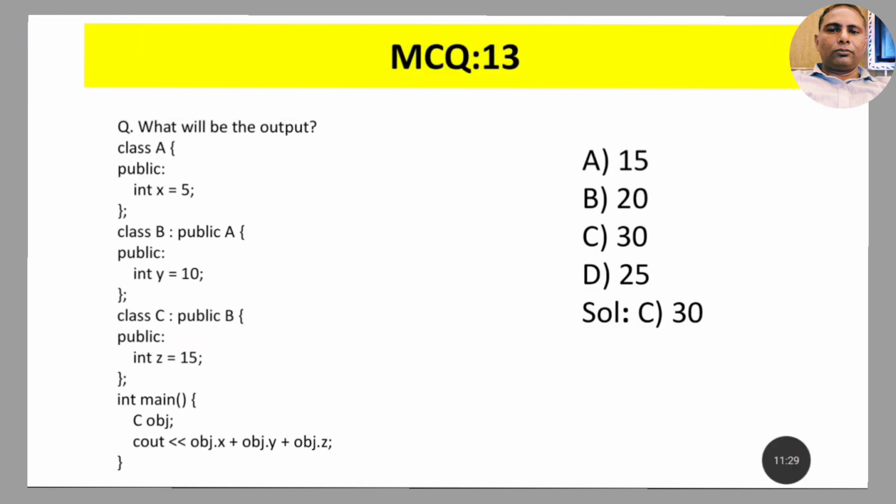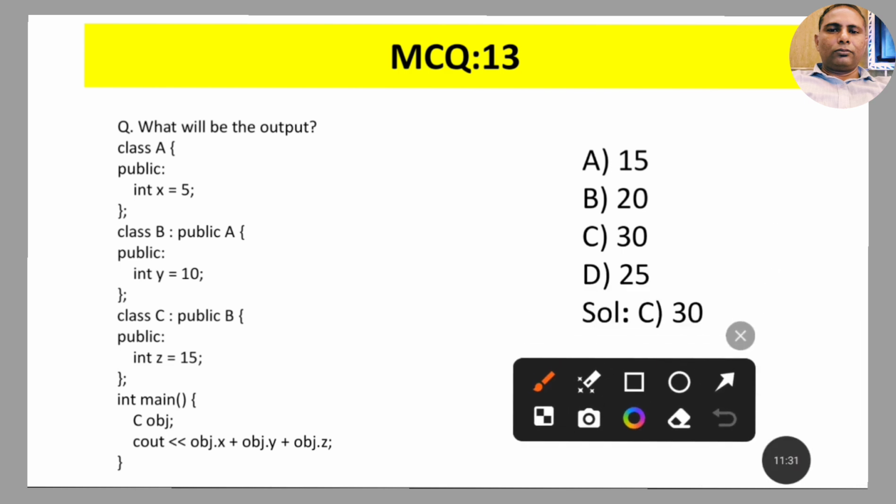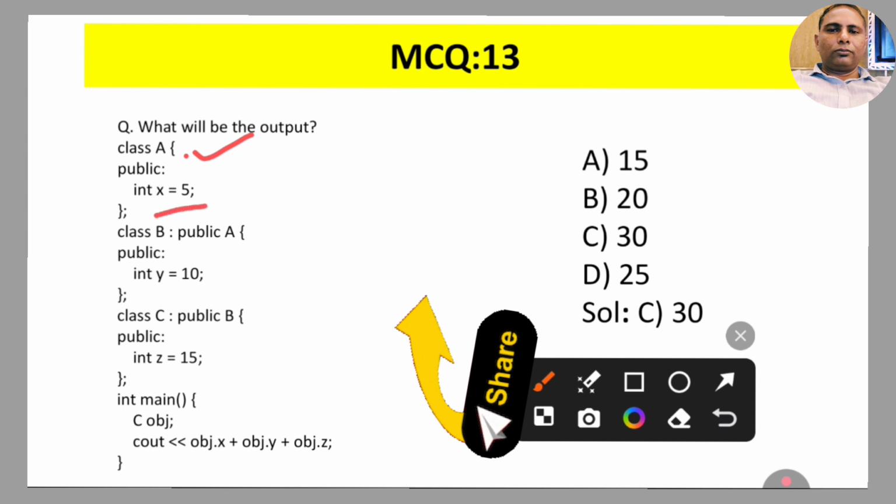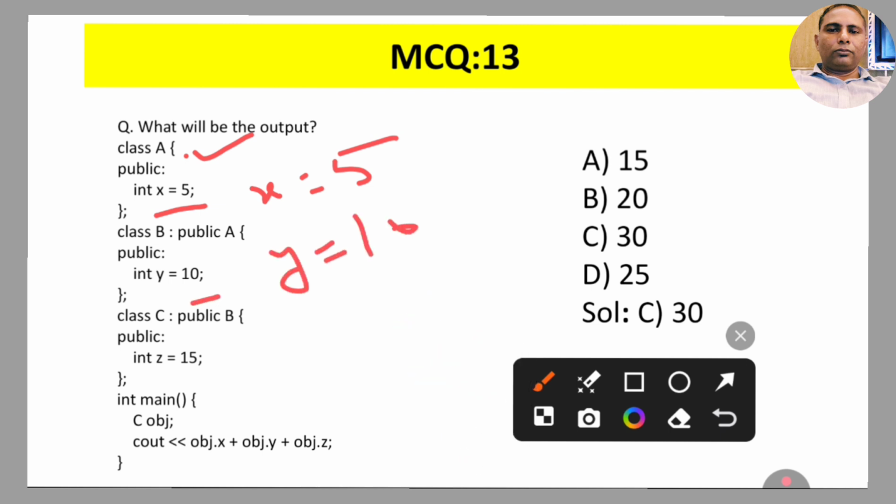Now, if we talk about question number 13, the question is, what will be the output? They have created one class A, in which they have x equal to 5. Then they have inherited class B from A, and they have y equal to 10. They have again inherited class C from B. So this is an example of multi-level inheritance. They have z equal to 15. Now they have made one object of the C class.